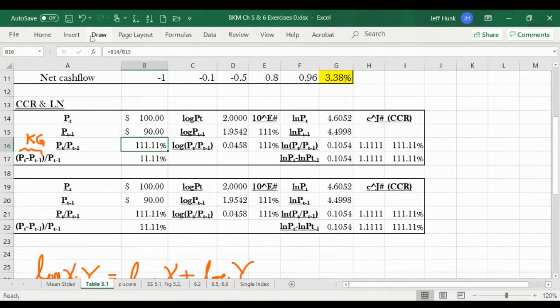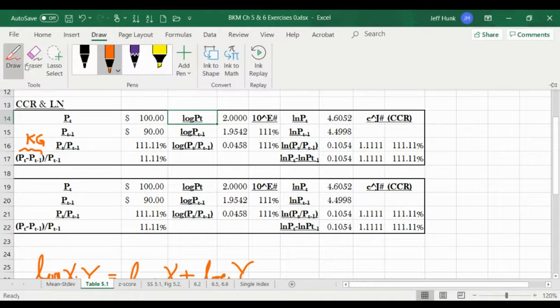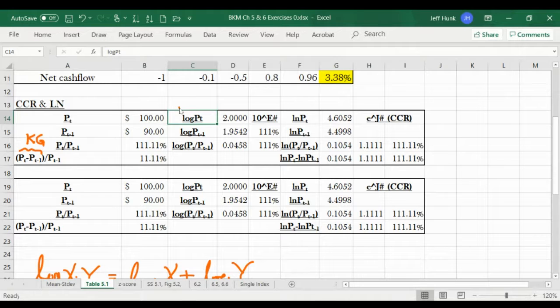That's capital gains. And then divided by PT minus 1, and then you get only the net return, right? Now, let's take a common log. This is log to base 10, right? Common log.